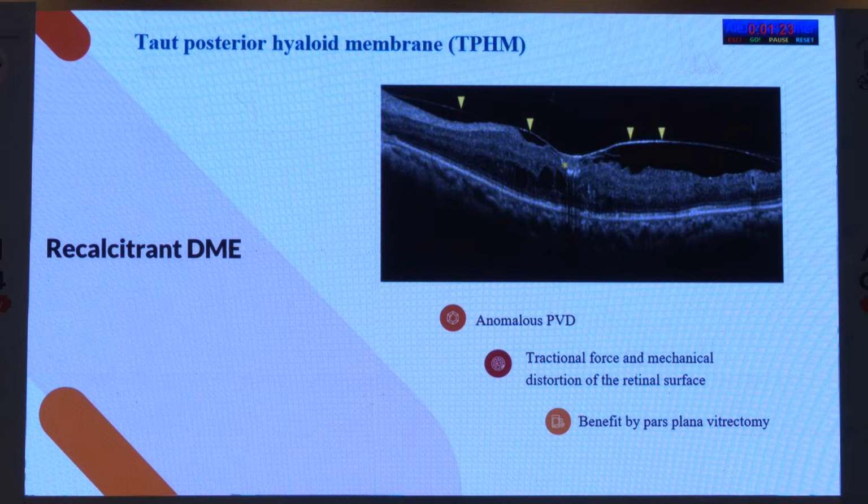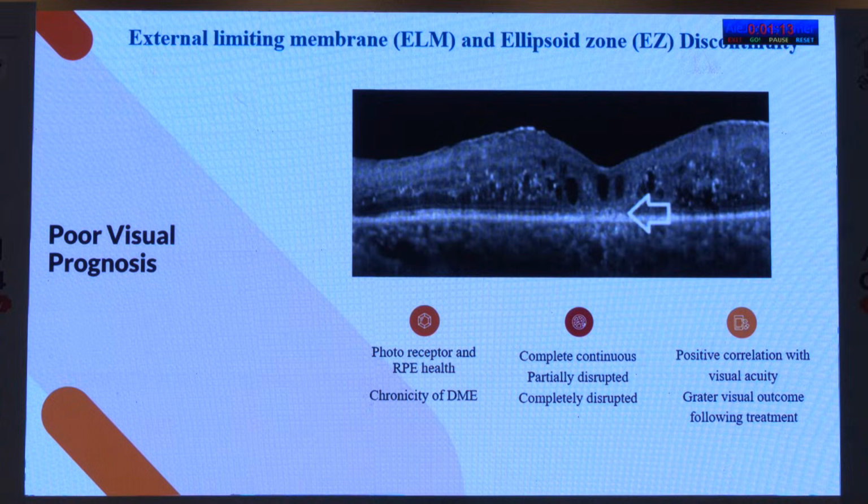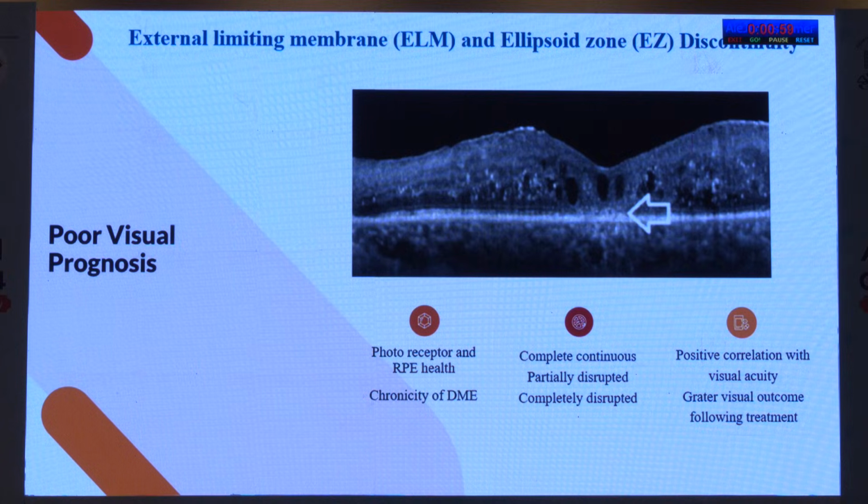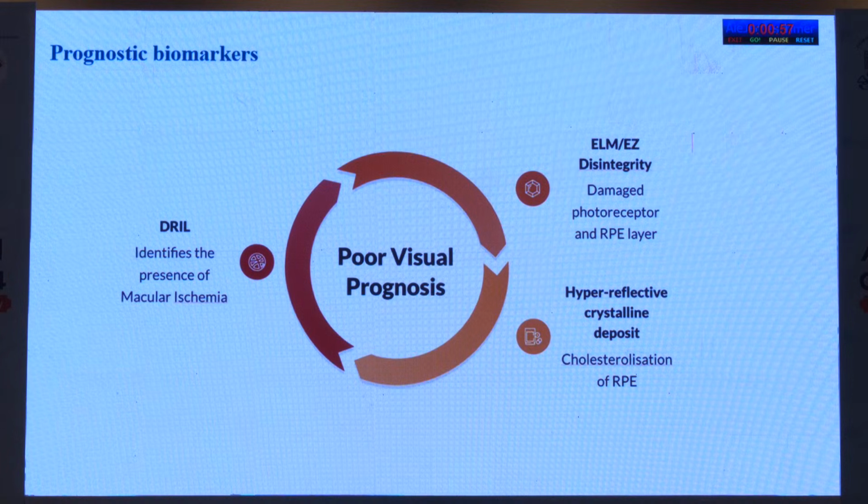Recalcitrant DME is the tractional component of the DME, and its presence implies the preferred method of treatment is surgery. The patient will not benefit from medical management. Again, the presence and integrity of the external limiting membrane and ellipsoid zone tell us the health of the photoreceptor and the RPE, and are positively correlated with visual acuity. So a greater visual outcome will be there if they are intact. The prognosticating markers here are DRIL, disintegrity of the ELM and ellipsoid zone, and the hyperreflective crystalline deposits.